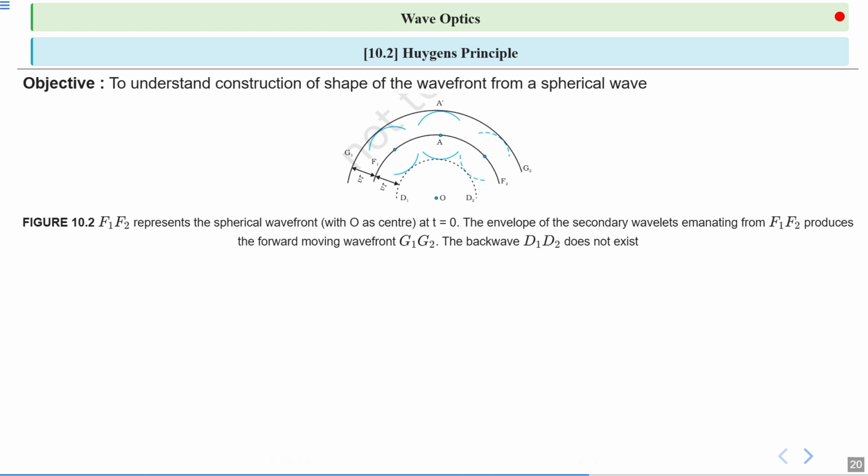Here our objective is to understand the shape of the wavefront emanating from a spherical wavefront. We will use figure 10.2 to visualize this concept, where F1, F2 represents the spherical wavefront with O at the center at time t equals 0. Notice how the secondary wavelets create a forward moving wavefront G1, G2, while the backward D1, D2 does not exist. The envelope of secondary wavelets emanating from F1, F2 produces the forward moving wavefront G1, G2.